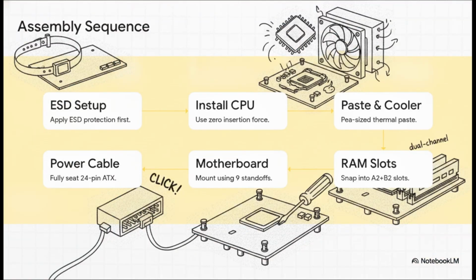We've got a standard 6-step sequence here, but I want to give you a massive pro tip. Do not assemble in silence. Actually narrate your steps to the assessor. Say things out loud like, I'm using 0 insertion force on the CPU, or I'm popping the RAM into slots A2 and B2 for dual channel. It proves your systematic thinking.